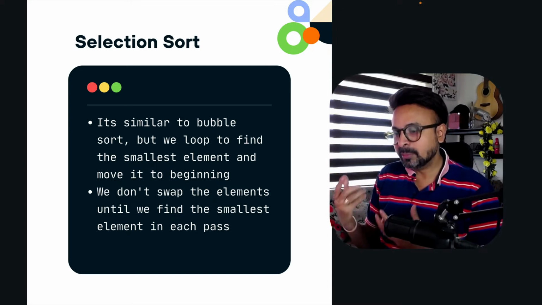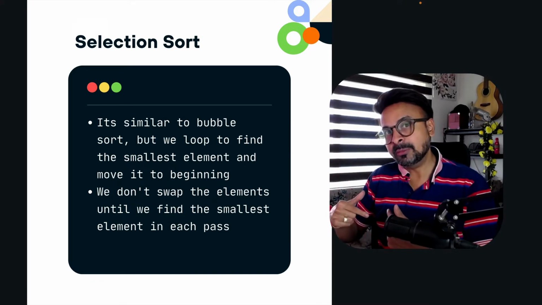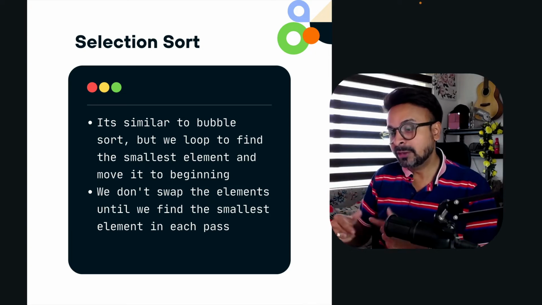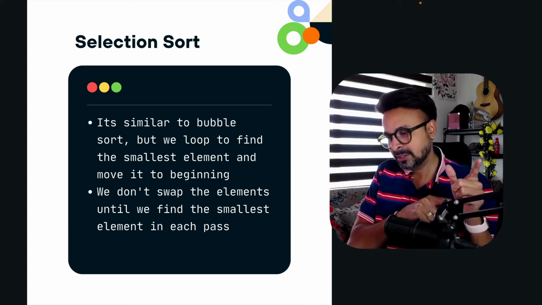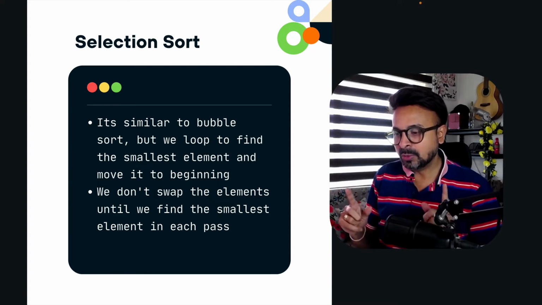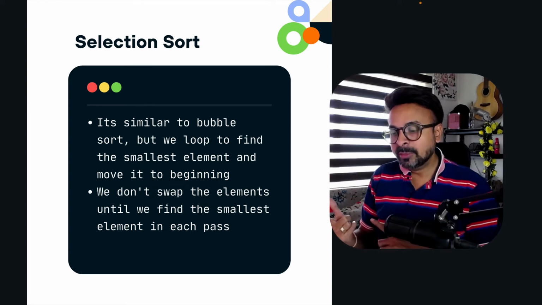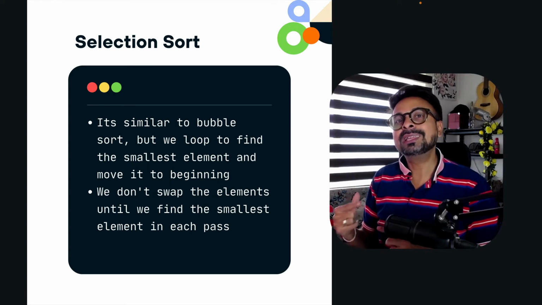We loop through the array and we find the smallest element, and we move that element to the beginning. Now this beginning is a bit tricky. I'll tell you how it actually works. And we don't swap the elements until we find the smallest element in each pass.